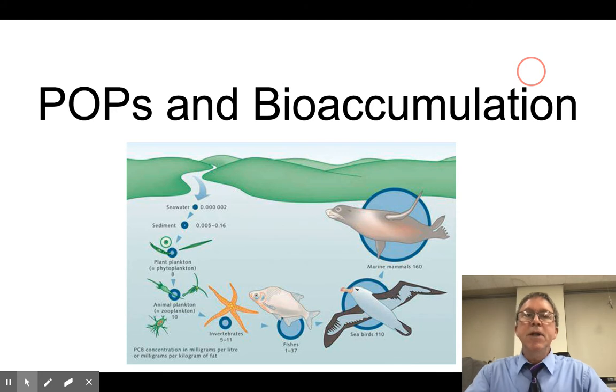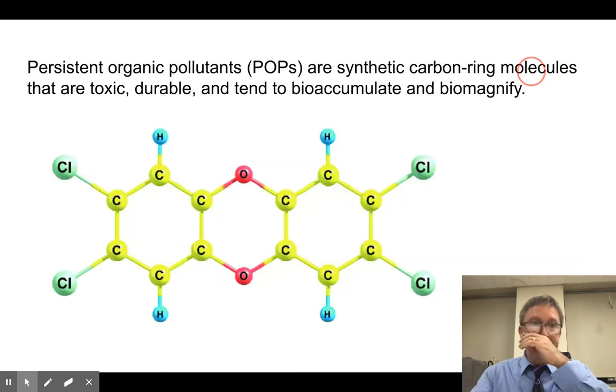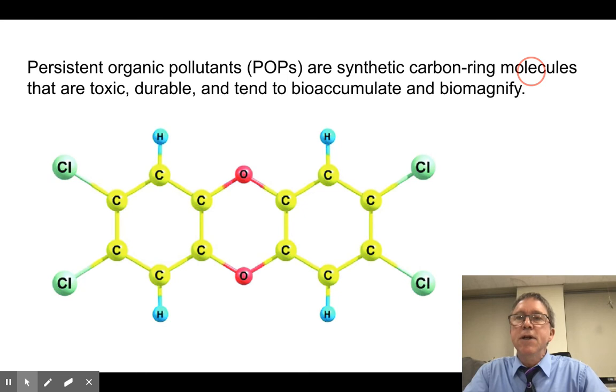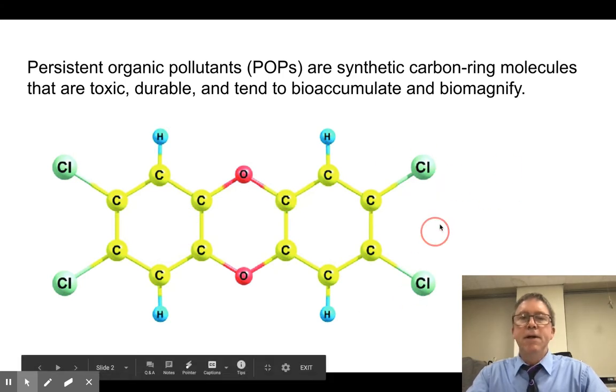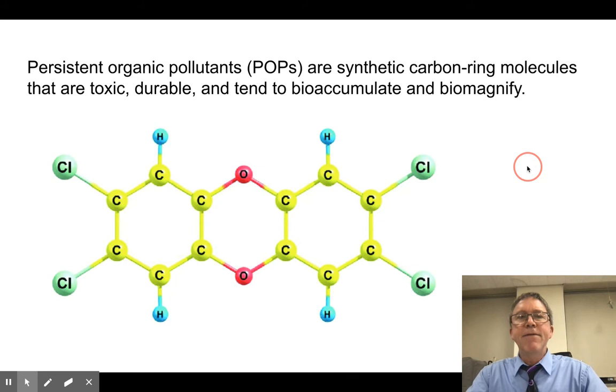So POPs and bioaccumulation. A POP stands for persistent organic pollutants. These are synthetic carbon compounds, and usually they involve carbon rings, like here. These are sometimes known as benzene rings, and they often contain chlorine, and they have a tendency to be very durable compounds. Once they're made, they stay made for decades. That's why they're called persistent.